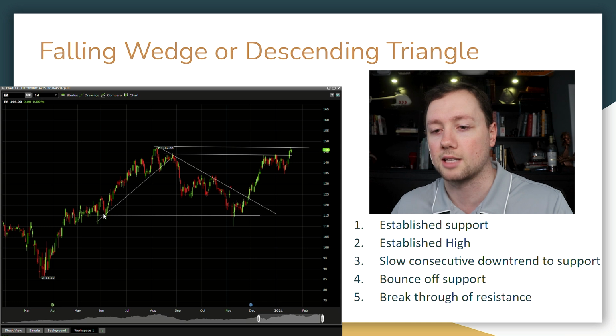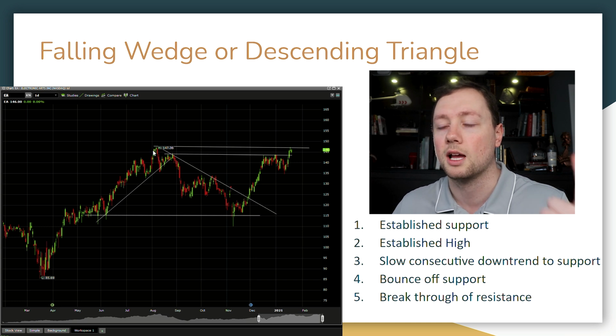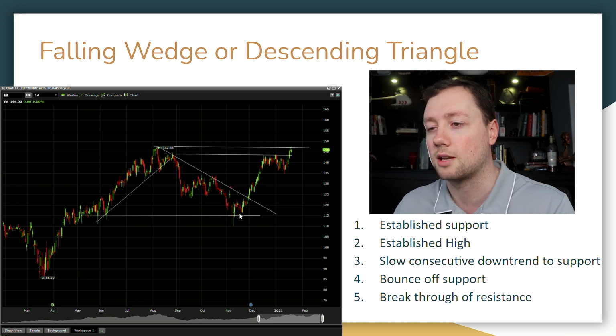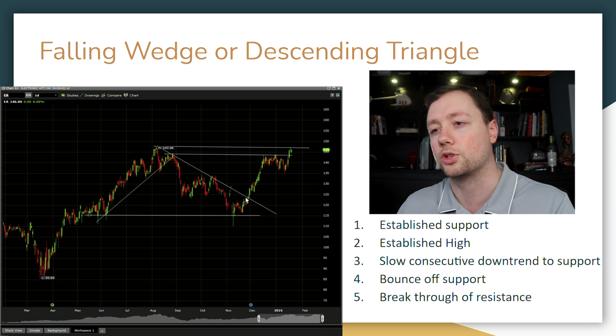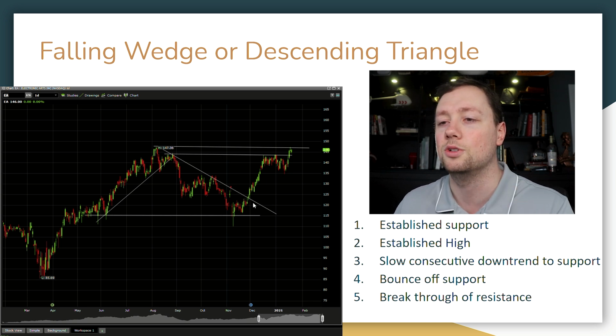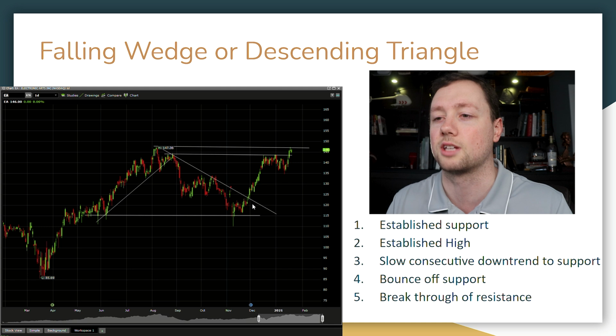So number 1, established support back here in May. Number 2, established high right here in August at 147. Big rejection at 147, checked off, no problem here. Slow gradual descent back down to support, a bounce off of support, and then a breakthrough of the trend line. Those are the 5 things that you need in order to call this a falling wedge or a descending triangle.